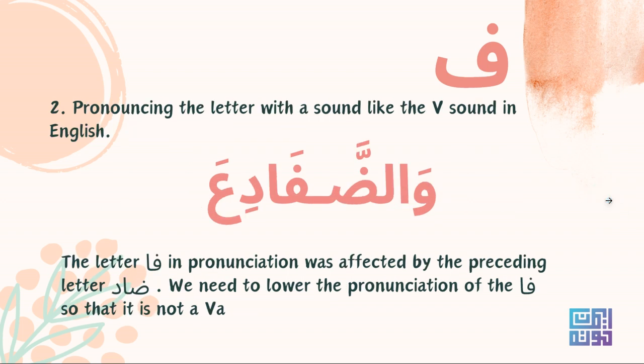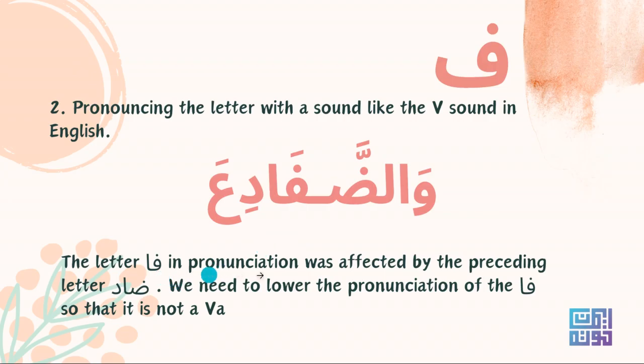Let's see other mistakes. Pronouncing the letter with a sound like the V sound in English. And this is very common, especially those who are Urdu speakers, because as I imagine, they have the V sound in their language. But we also do this. I mean, because the V is in English, so people are used to this sound. So they would say, well, va, va, there. It's not a V.